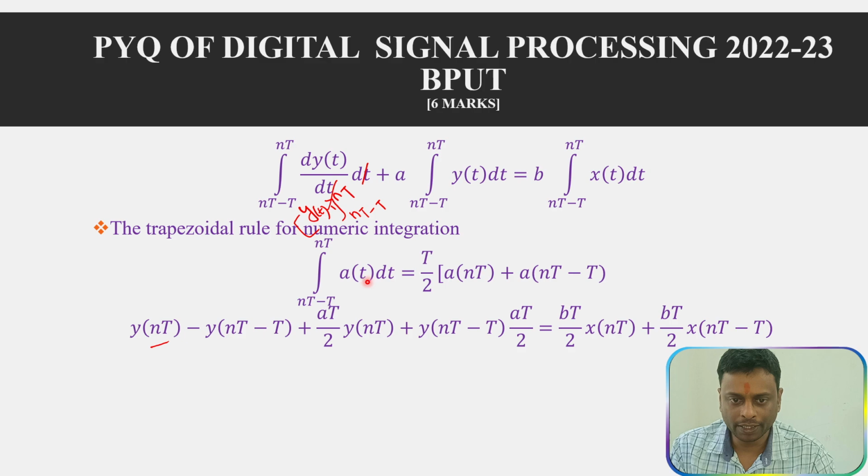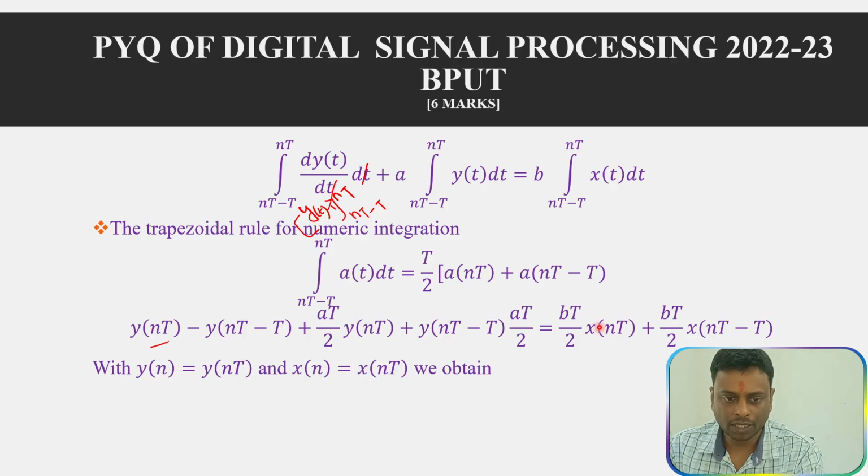So the integral of y of t dt, with a as a constant, will be a into T by 2 times y of nT plus y of nT minus T. So T by 2 is multiplied with a. Similarly, this integration by using the trapezoidal numerical integration will be bT by 2 times x of nT plus bT by 2 times x of nT minus T.